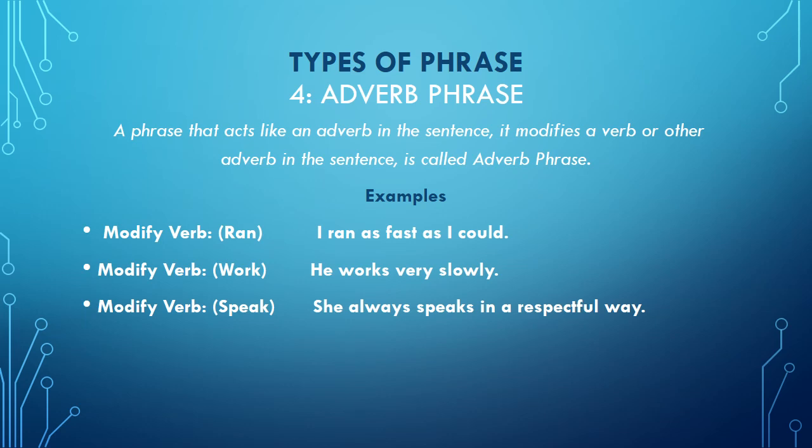The first example shows how it modifies a verb. For example, I ran as fast as I could. Here it modifies the verb ran. Second example: he works very slowly. Here it modifies the verb work. Next example: she always speaks in a respectful way. Here it modifies the verb speak.